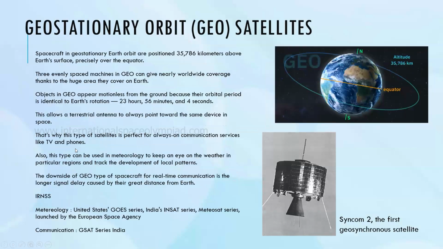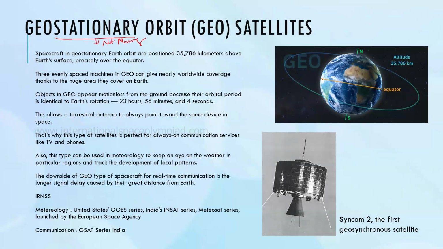Now another most important orbit is the geostationary orbit. We are calling it geostationary. Here you can see a word, stationary. Usually stationary means it is not moving. That is the word meaning of stationary. Then why is that word being used? Is the satellite not moving? No, that is not the case.